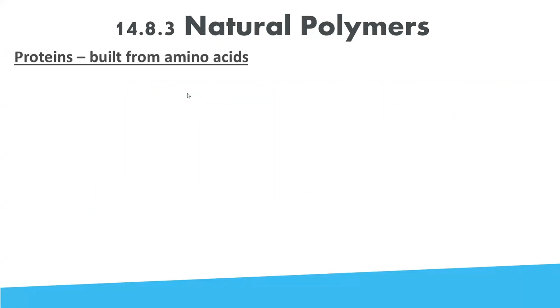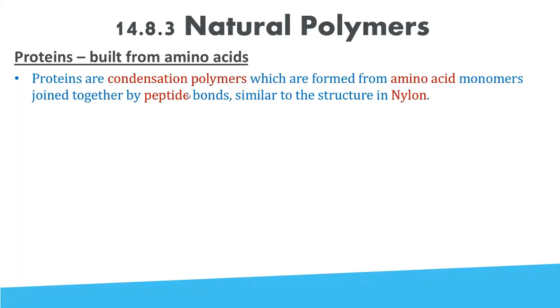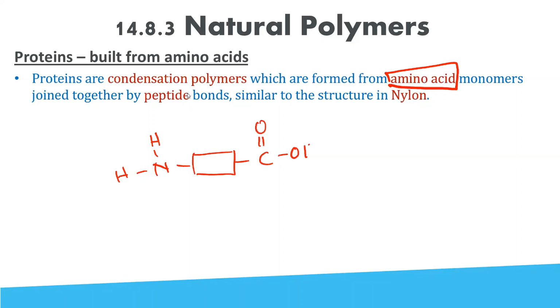Now, when we talk about proteins, they are again condensation polymers which are formed from amino acids. Amino acids, even in the name itself, means there will be a long structure, and at one end there will be an amine group, which is NH2, and at the other end it will be an acid group. That's why it's called amino acid. There will be an amine group and an acid group.